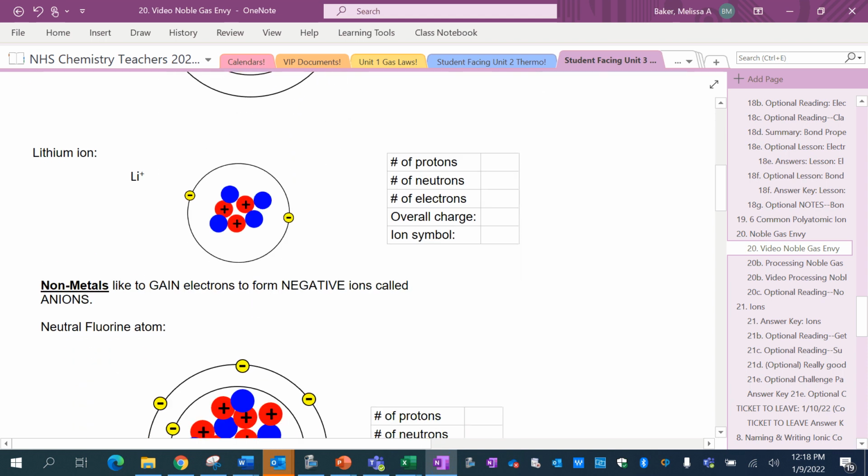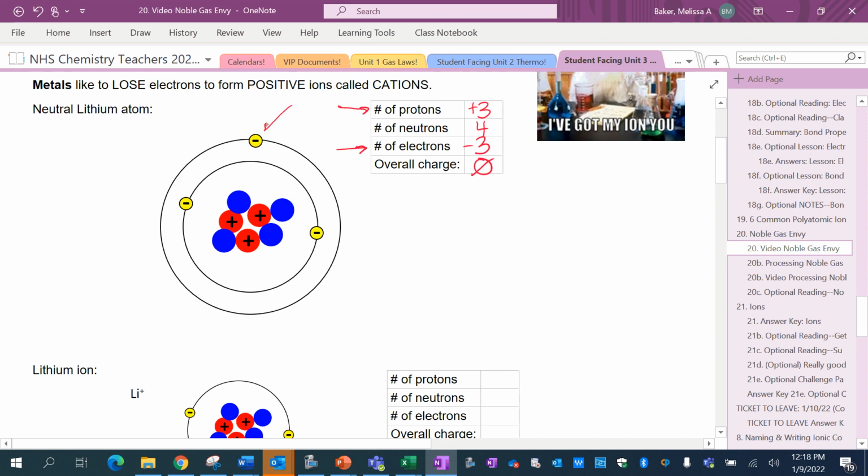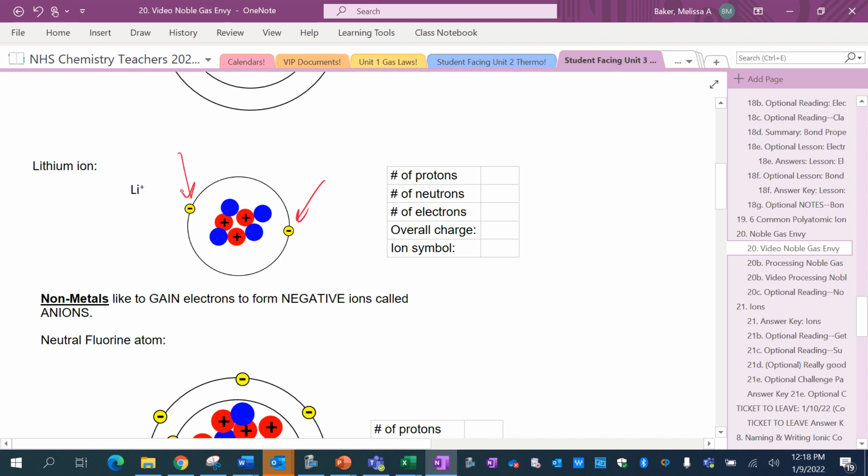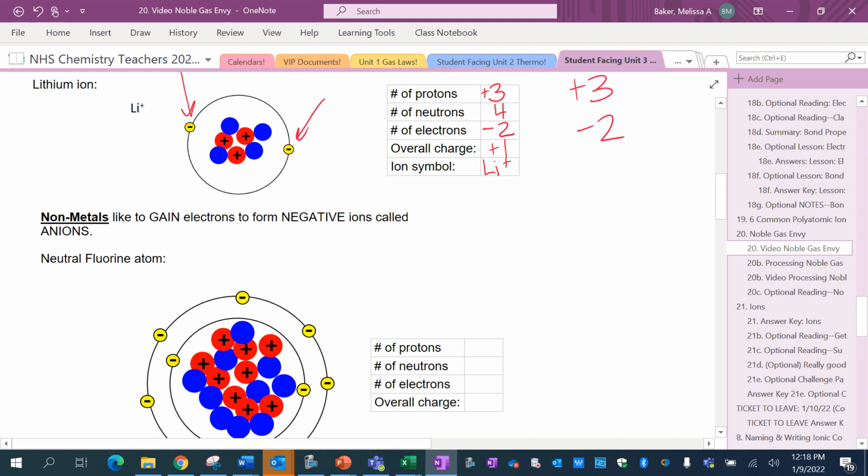But a lithium ion is a little bit different. Notice it lost its outer shell electron, so now it's going to be like helium with just 2 outer shell electrons, just like it wants. So this has 3 protons, still has 4 neutrons, but now it only has 2 negative electrons. So the overall charge of positive 3 and minus 2 is a positive 1. So the ion symbol is Li plus 1. We can just write a plus, since if there's just one of it, it's obvious that it's just 1.